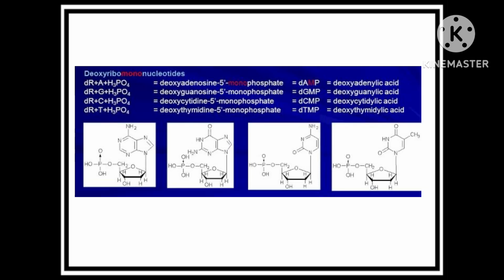We can also do the same with the deoxyribose sugar. The steps will be similar to the ribose sugar, and we will get deoxyadenylic acid, deoxyguanylic acid, deoxycytidylic acid, and deoxythymidylic acid. And none of these deoxyribonucleotides are in your NCERT.